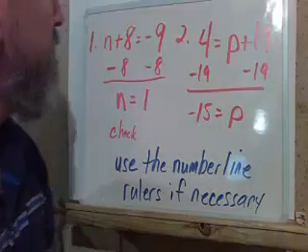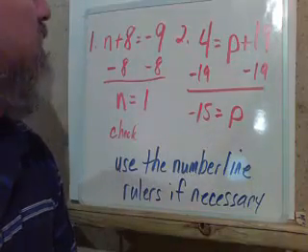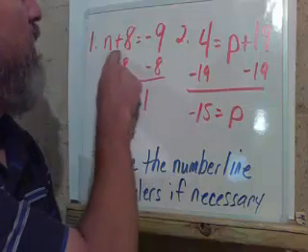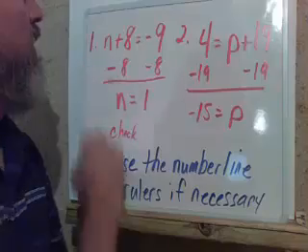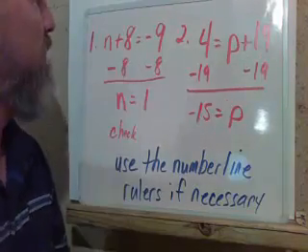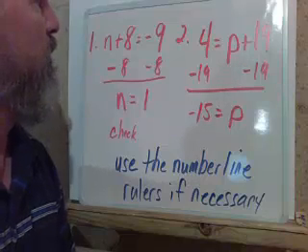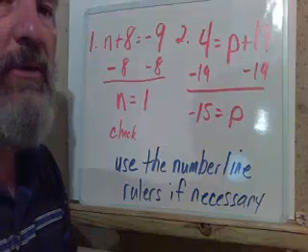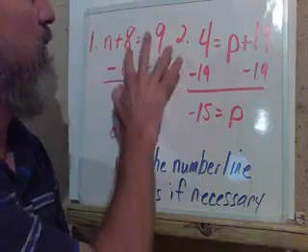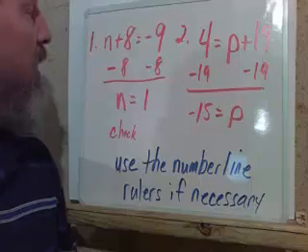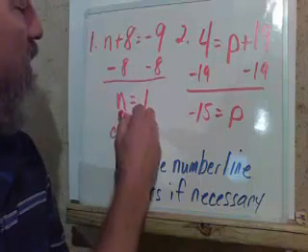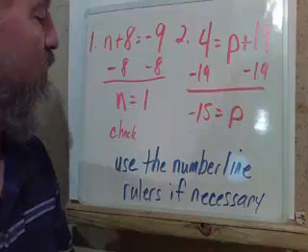Problem number 1. We have the equation n plus 8 equals -9. As we have been taught, we always look at the variable side of the equation and ask what is happening to the variable. Here, we are adding 8. So in order to undo addition of 8, we need to subtract 8. We have to do that to both sides in order to maintain the balance of the equation. We subtract 8 from each side of the equation, and we end up with n equals +1.